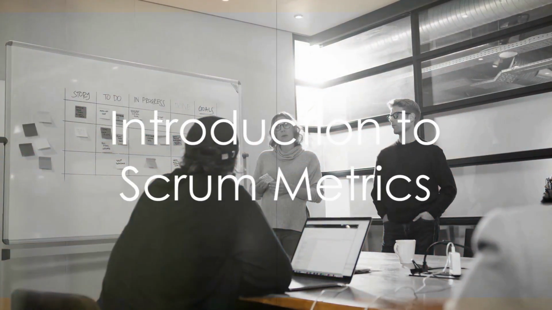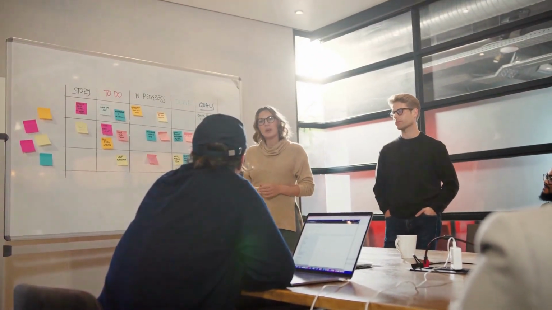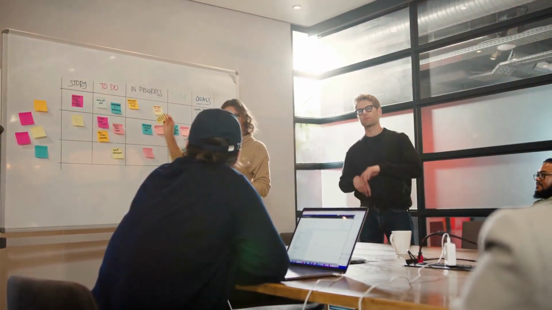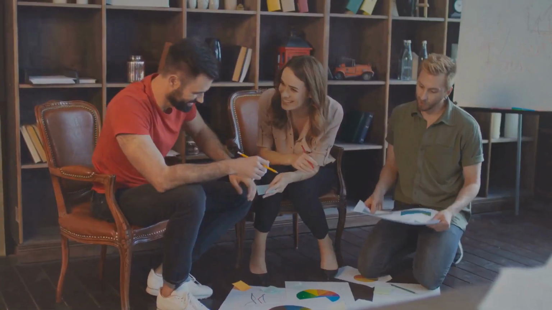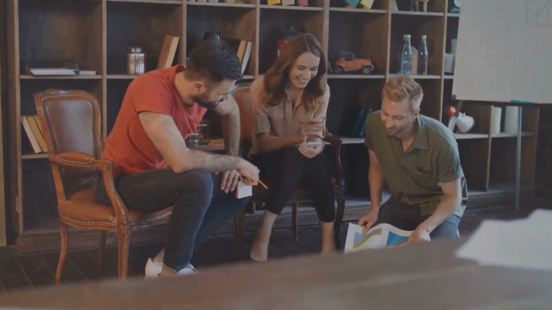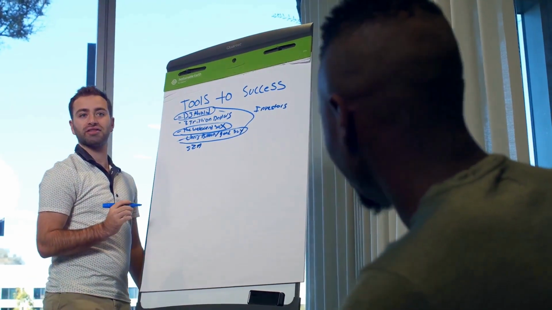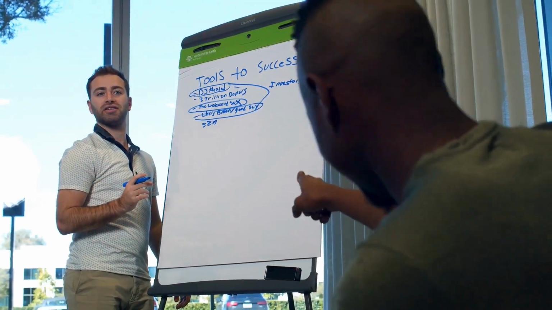Imagine you're driving a car in the dark. Without headlights, you'd feel lost, right? That's where Scrum metrics come into play in project management. These are specific data points that teams track to bolster efficiency and effectiveness. They're headlights illuminating the road of decision-making, setting target goals, and paving the way for improvement plans.